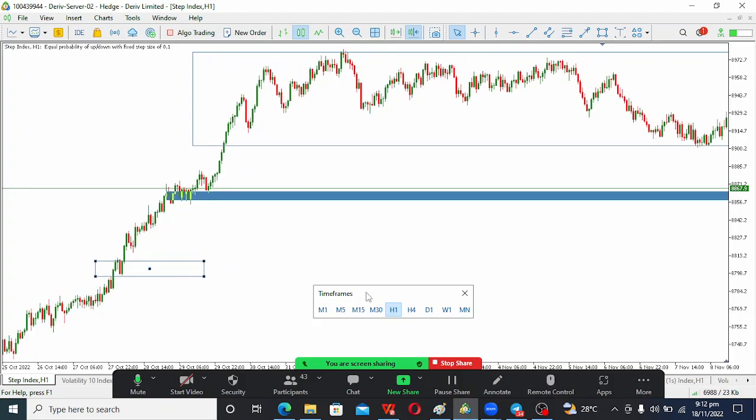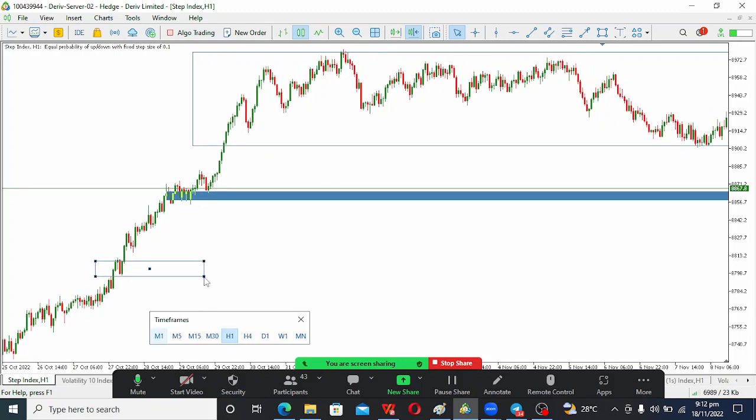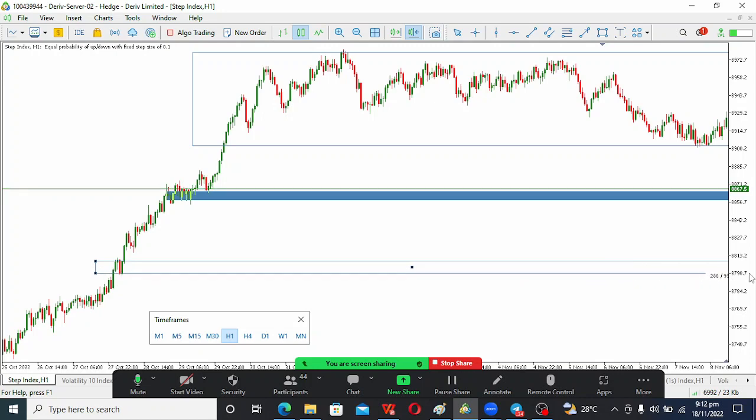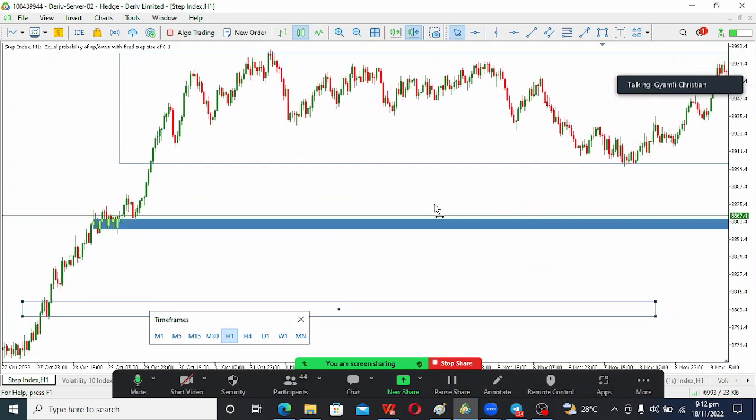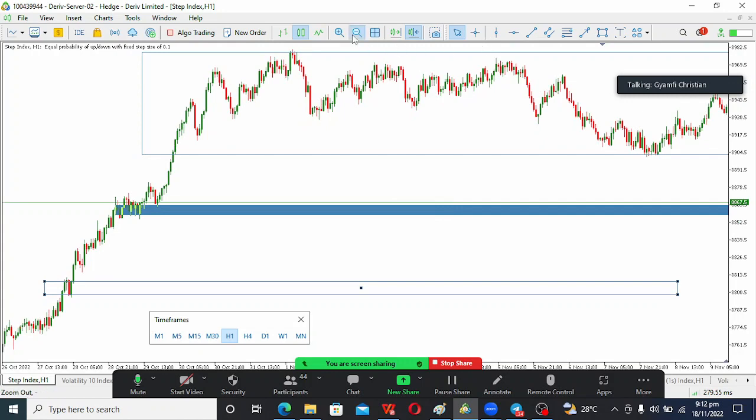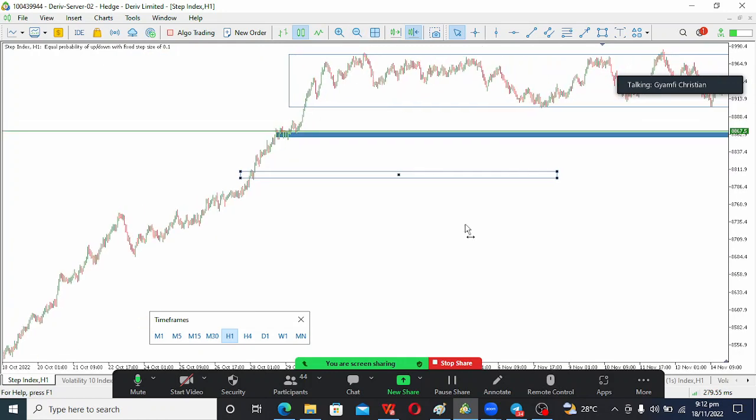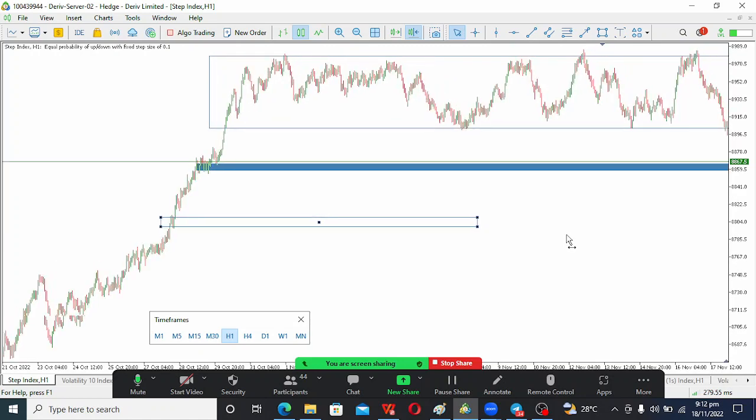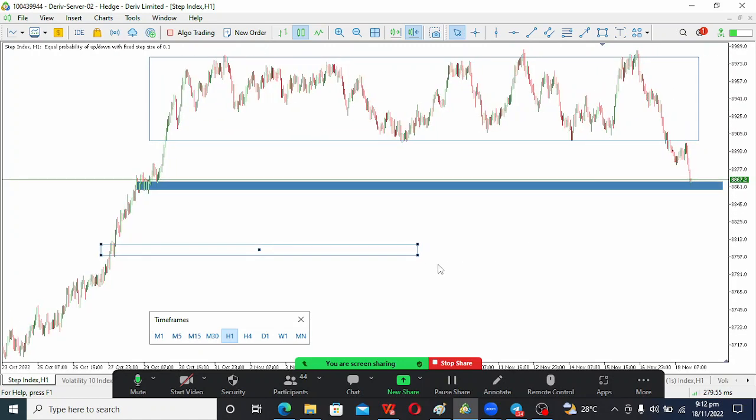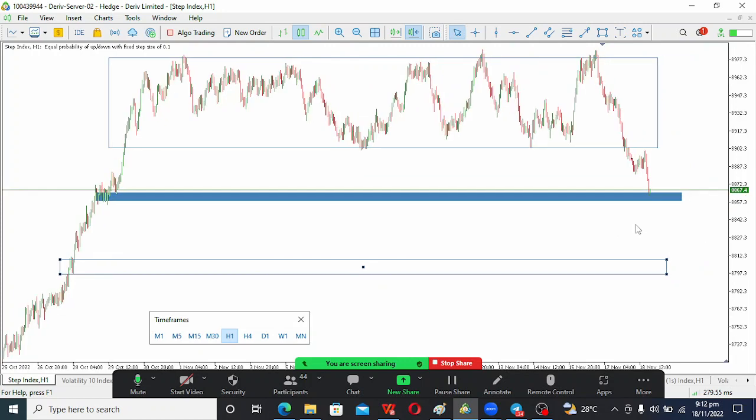So let me extend it. Once you have your zone, you try to extend it to the future. Okay, so this is one.